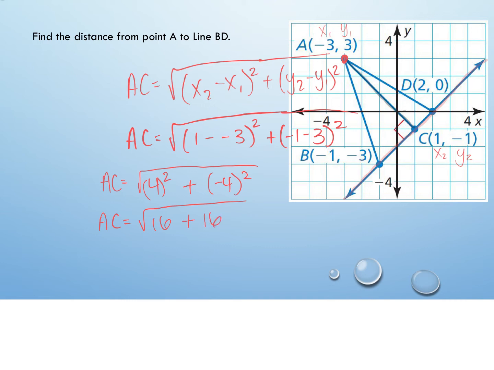Positive 16. 16 plus 16. Okay, watch. AC equals the square root of 32. If you were to leave your answer like this, I'd be happy but not completely satisfied, because you can simplify this. The people who had me for algebra last year, I know you know this stuff. We're looking for a perfect square that's a factor of 32.